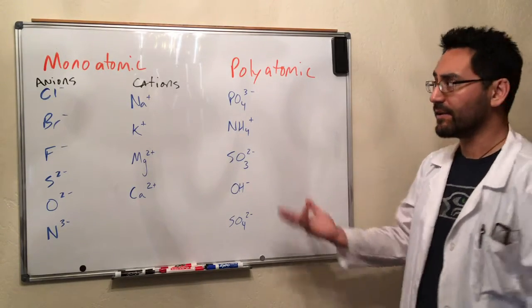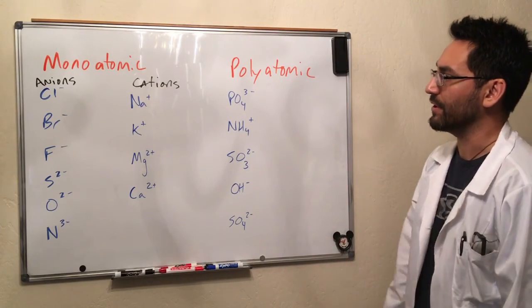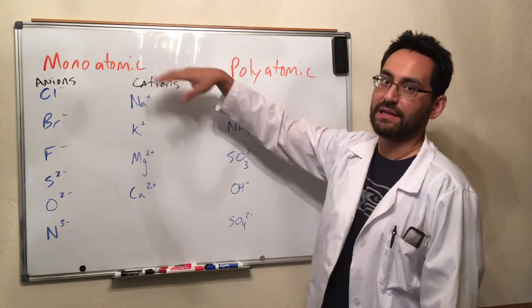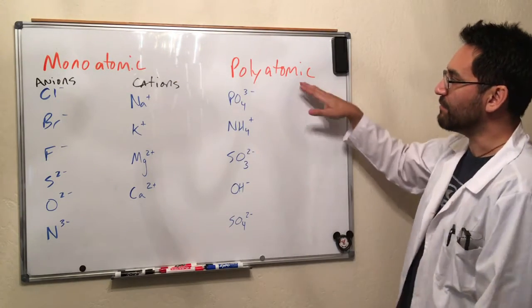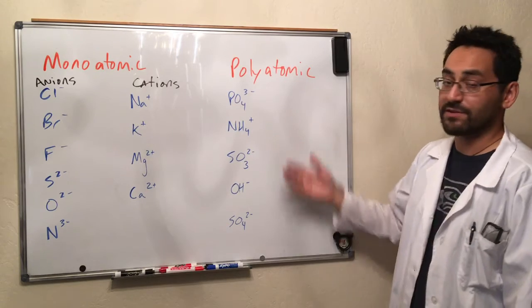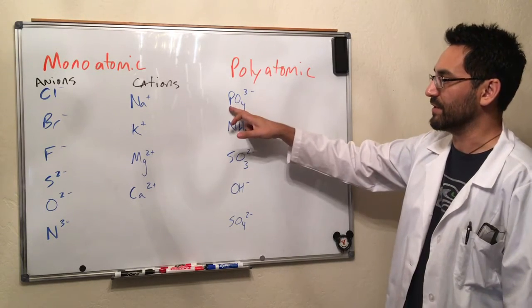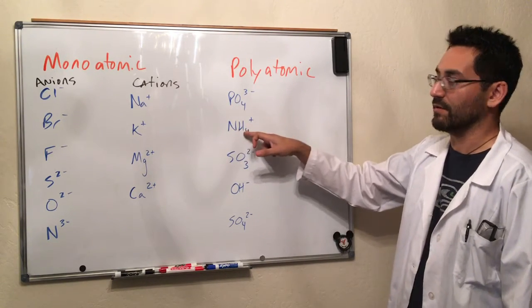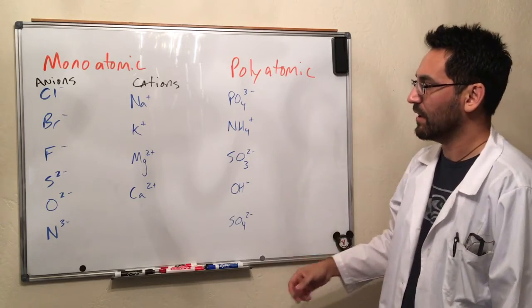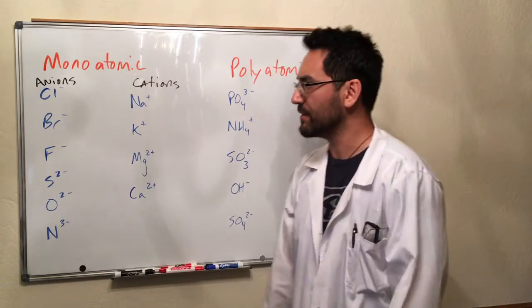So there are two categories of ions here that I'm showing you. Monoatomic, meaning there's only one atom involved, and polyatomic. And as you can see, there's more than one atom. A phosphorus and 4 oxygens, or nitrogen and 4 hydrogens. So there's more than one. Let's focus on the monoatomic first.